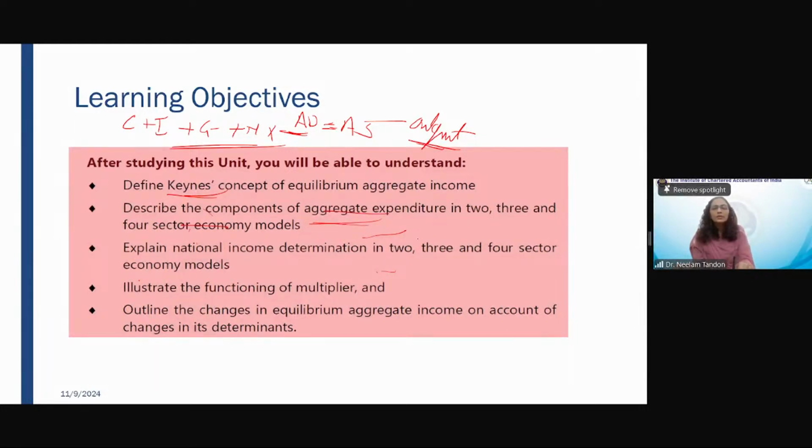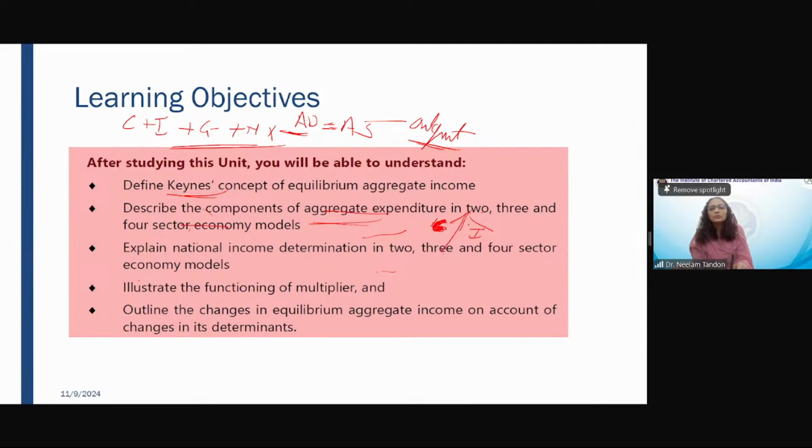When we talk about the two-sector model, we are talking only about households and corporate. C is for the consumption created by households, and I is the investment created by corporate. So we will be talking about consumption by households and investment by corporate. That is the two-sector model. The three-sector model would be when we include government.